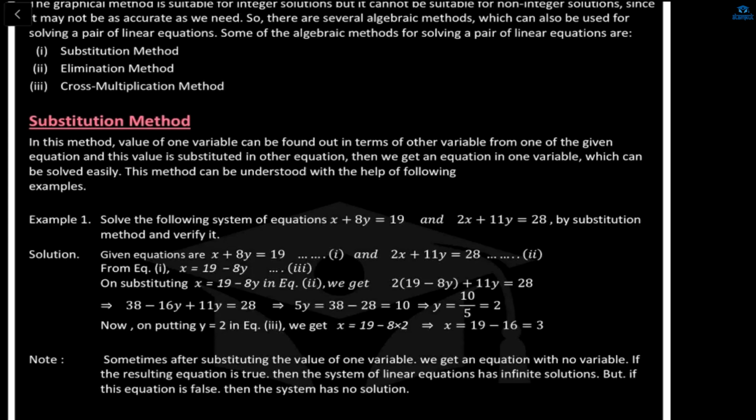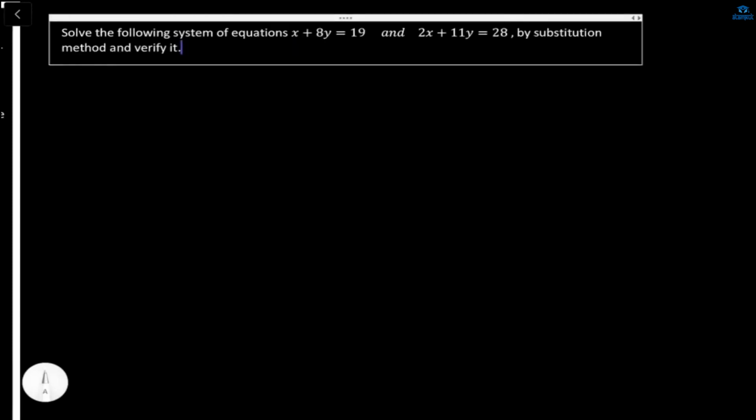Okay, so substitution method. In this method, the value of one variable can be found out in terms of the other variable from one of the given equations, and this value is substituted in the other equation. Then we get the equation in one variable which can be solved easily. Now let's see by solving one question. Okay, now this is your question.